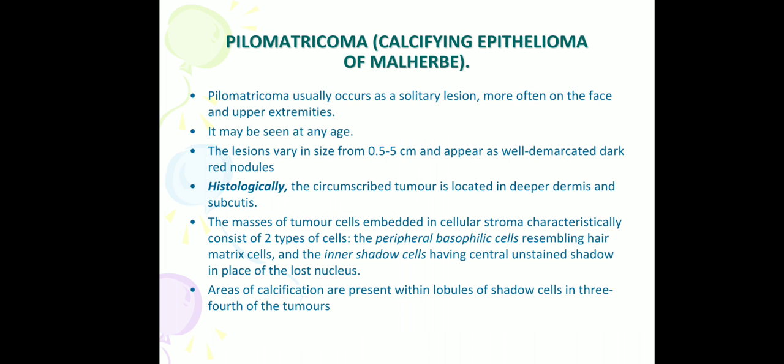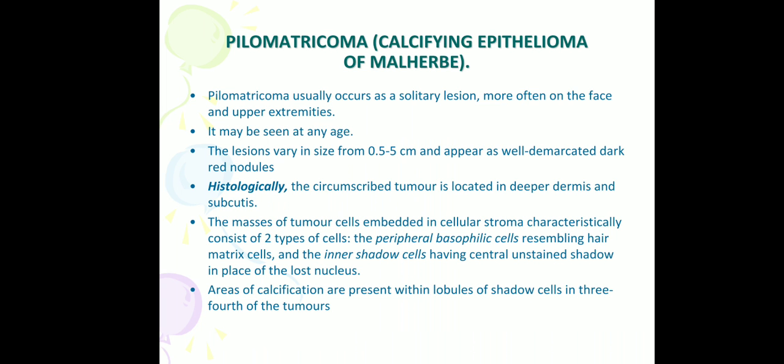Next is pilomatricoma, which is also called as calcifying epithelioma of Malherbe. Pilomatricoma usually occurs as a solitary lesion, more often on the face and upper extremities. It may be seen at any age. The lesions vary in size from 0.5 to 5 cm and appear as well demarcated dark red nodule. Histologically, it is circumscribed tumor located in the deeper dermis and subcutis.